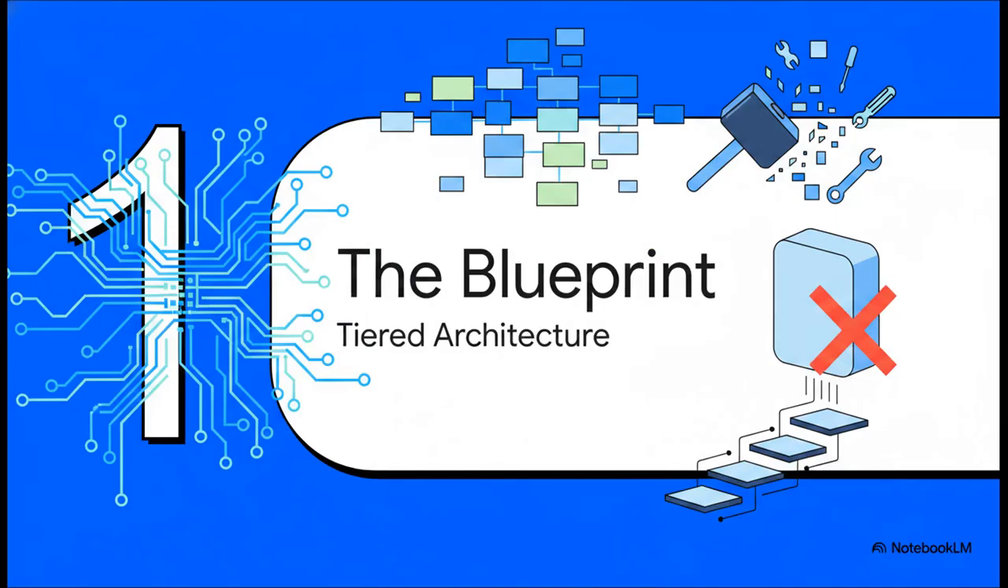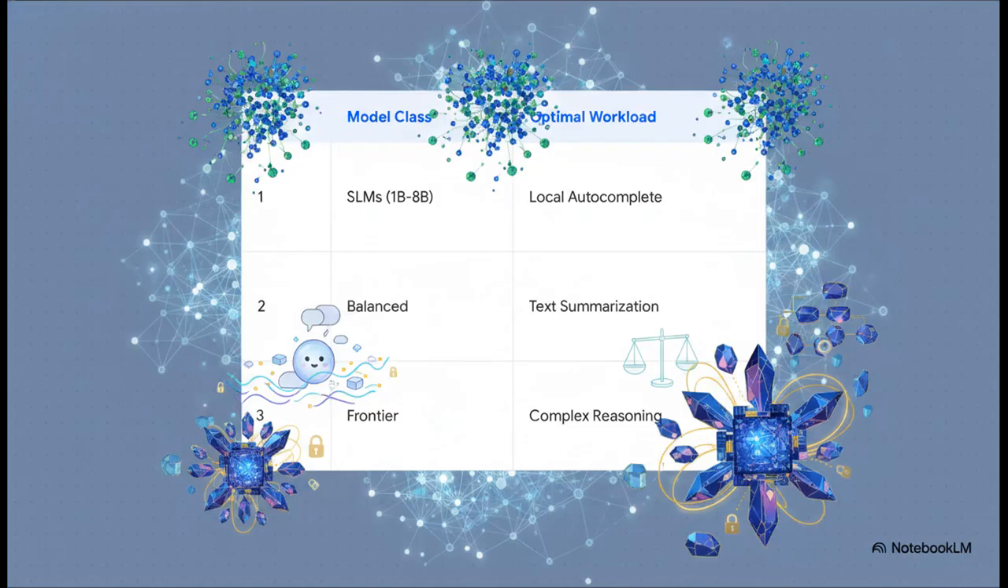All right, so we've diagnosed the disease. Now it's time for the cure. The blueprint, a tiered multi-model architecture. Let's look at how completely abandoning the monolithic single model approach changes absolutely everything. Here is your strategic architecture blueprint.